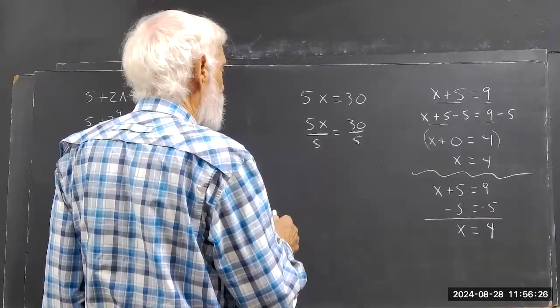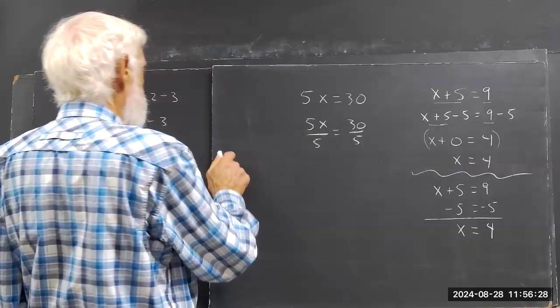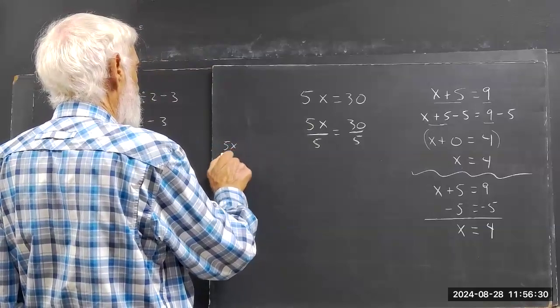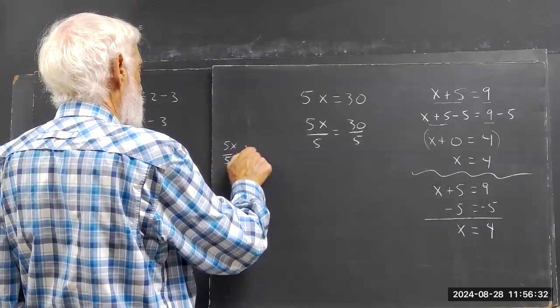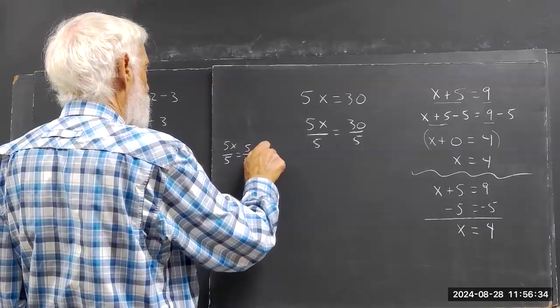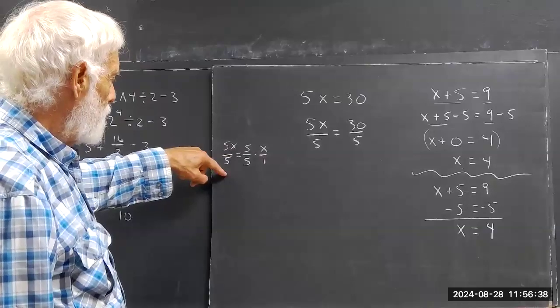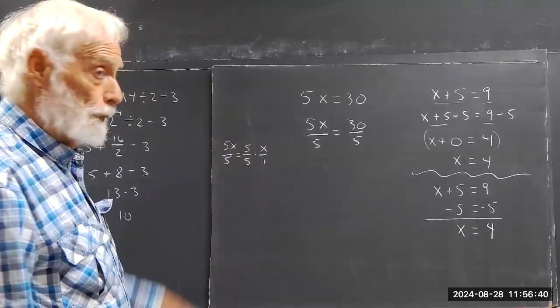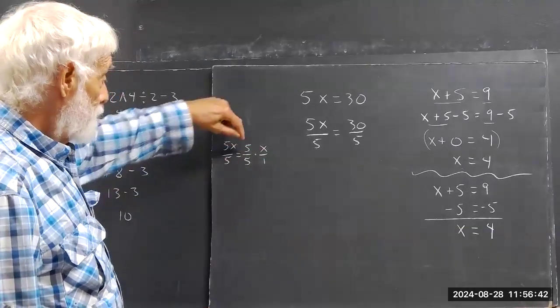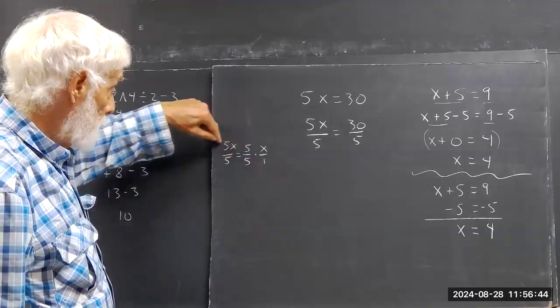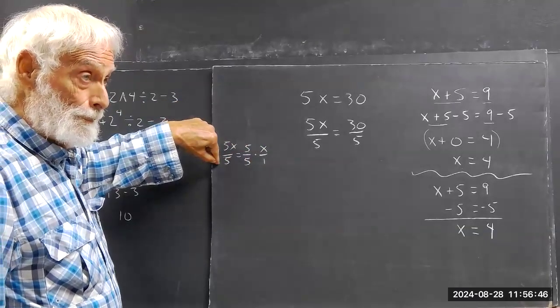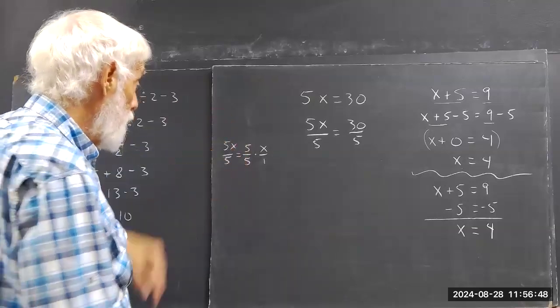is x. And the reason for that is because 5x over 5 means 5 over 5 times x over 1 by the multiplication. You can see if you multiply the numerators and denominators, you get this, right? And 5 over 5 is 1.